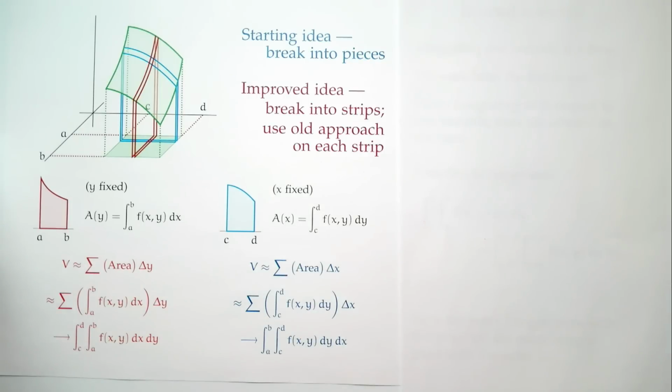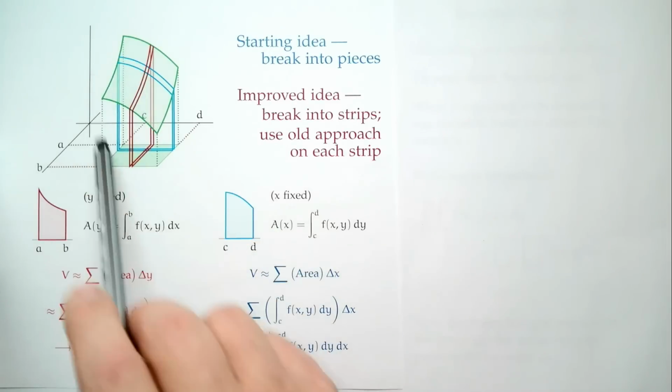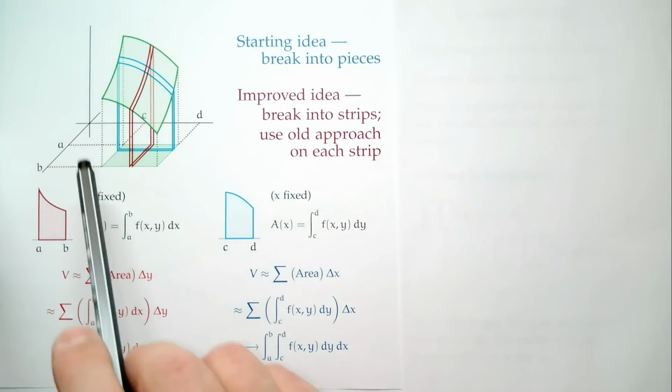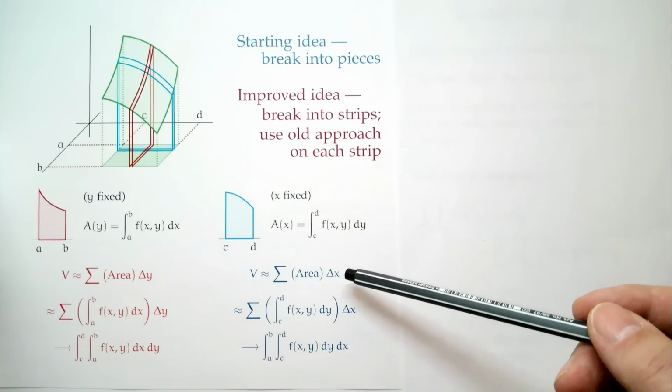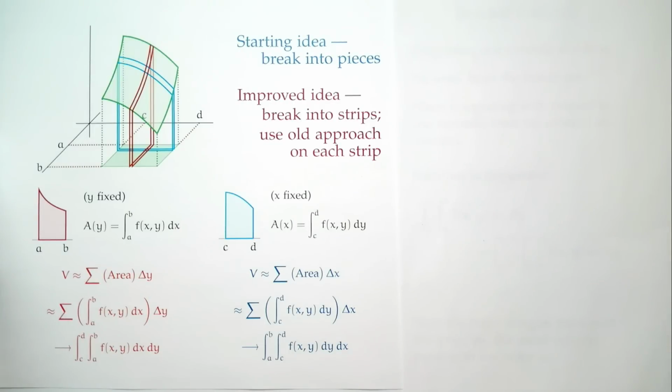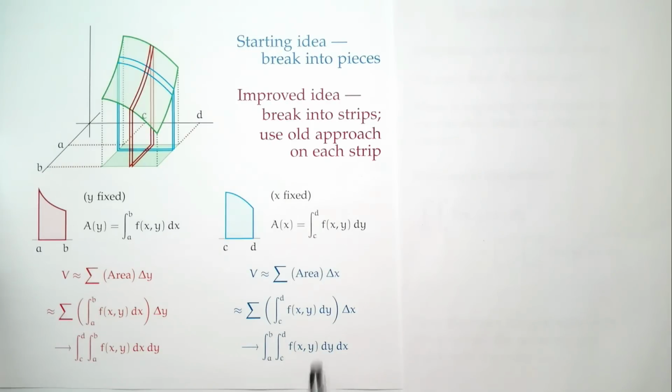Of course, alternatively, we could have held x fixed. If we had held x fixed, we would have gone along this blue slice. So here's the blue slice. Notice that y is going from c to d. So the area of the cross-section for a particular value of x is the integral from c to d of f of xy dy. So again, the volume is the sum of the area times a bit of delta x, and lo and behold, it becomes an integral of an integral.